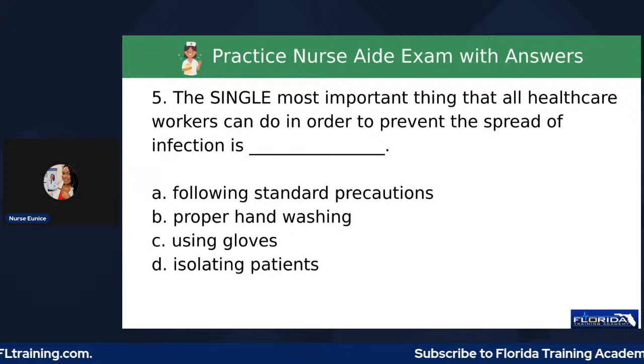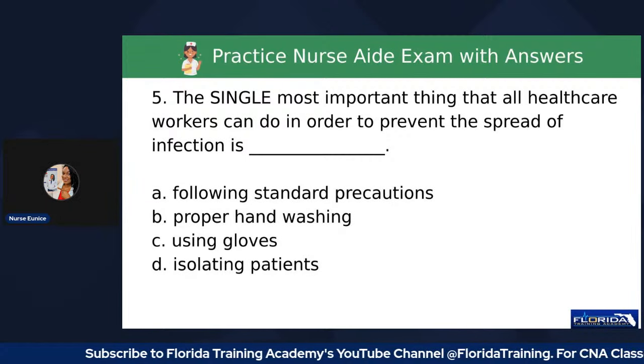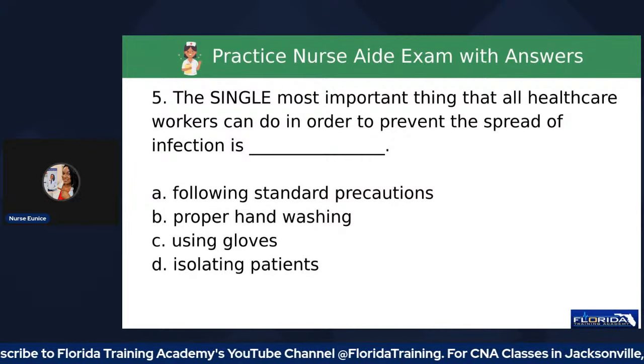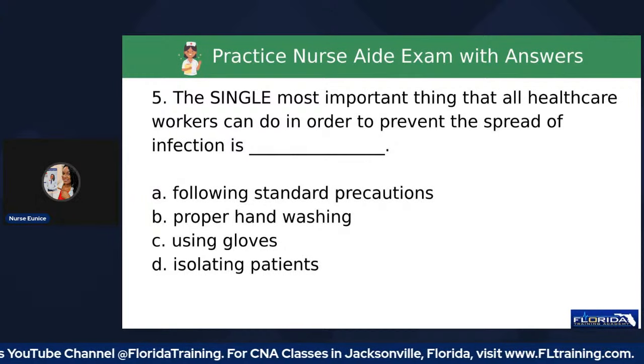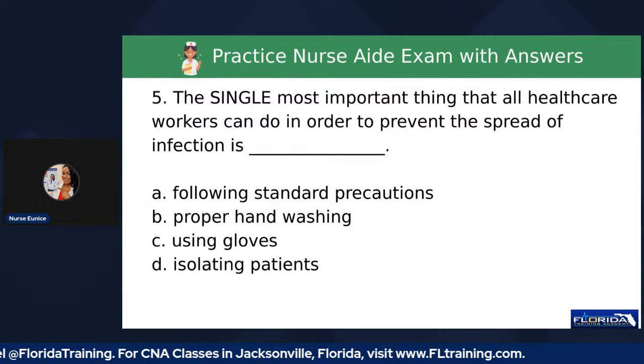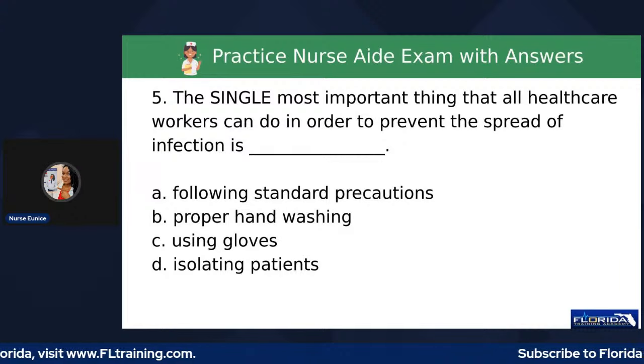Great job. Number five, the single most important thing that all healthcare workers can do in order to prevent the spread of infection is, and this is an easy one, A, following standard precautions, B, proper hand washing, C, using gloves, or D, isolating patients. What is the single most important thing that we can do?